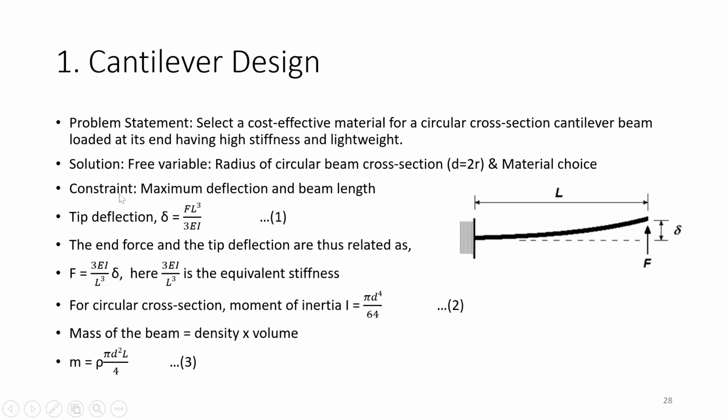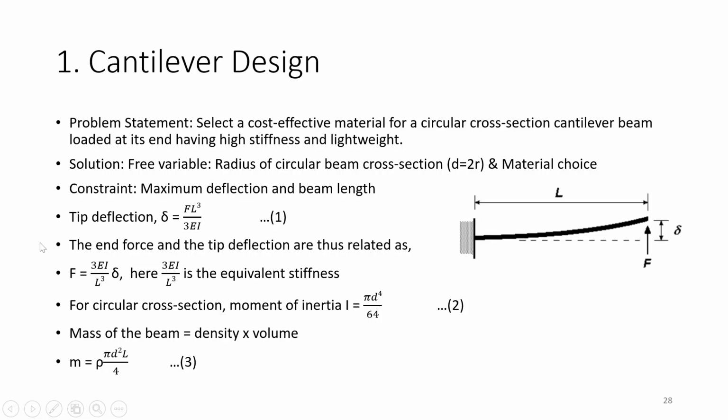But what are the constraints? You have to have a maximum deflection and you have to have a given beam length. So these are the constraints. Then these are the formulas. For tip deflection, how much deflection from the neutral axis, this is given as delta equals F L cube upon 3EI. Here F is force, L is length, E is elastic modulus, I is moment of inertia.